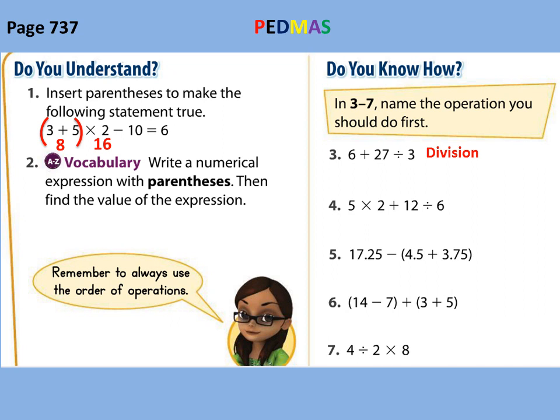Finished? Yes? Okay. Here, how to think. Remember, PEDMAS. There are no parentheses. There are no powers. So then, multiplication and division. The first operation here is multiplication. So, multiplication is the correct answer.